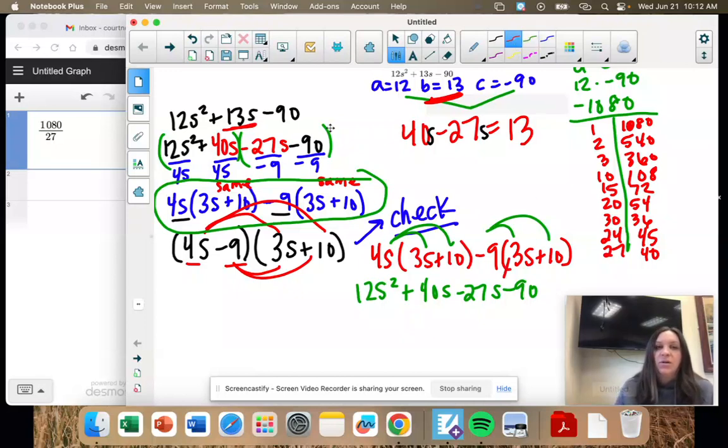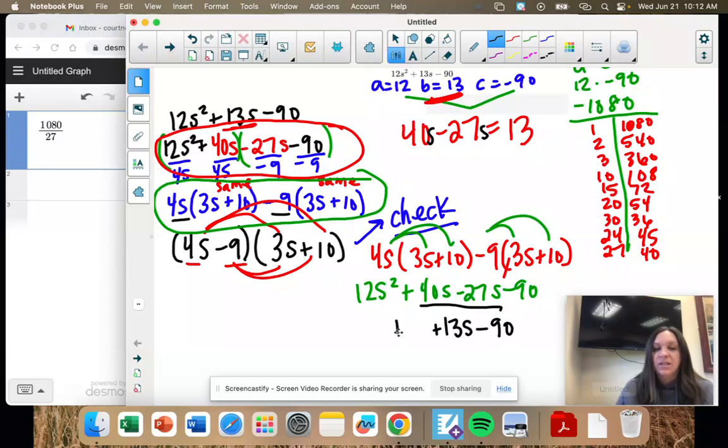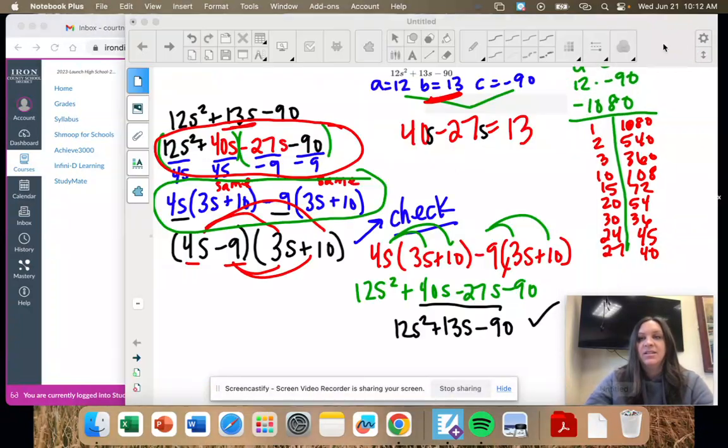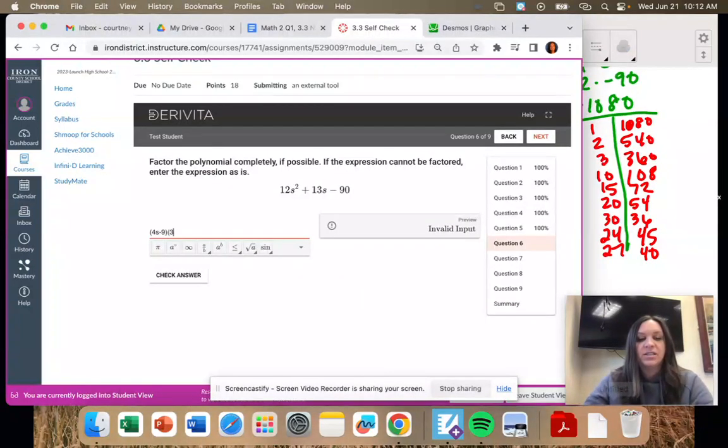All right, now we're here. And the last step is to combine the 40 and the 27, which we know gives us 13. And we're back to where we started. Check. That means we factored right. 4s minus 9, 3s plus 10.